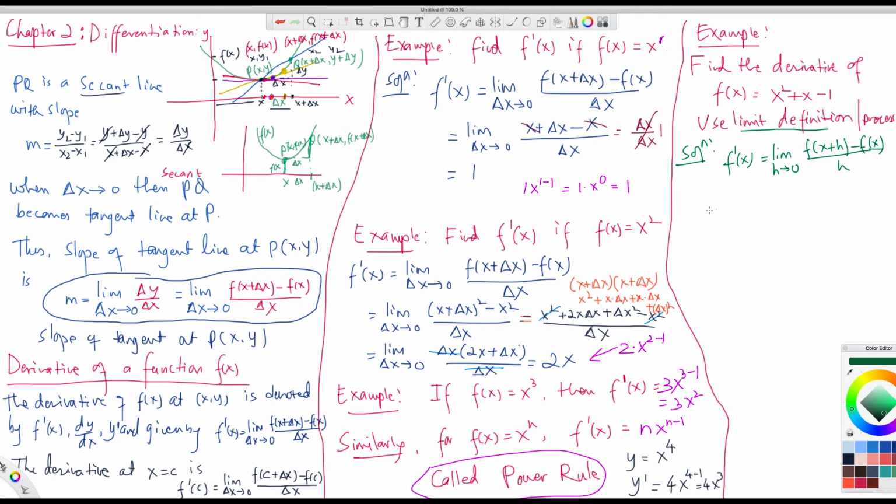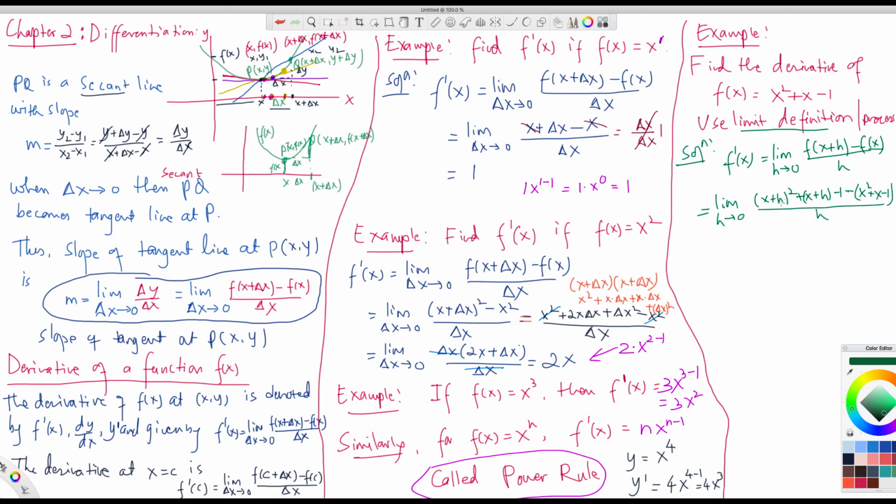That is perfectly fine. So what is f of x plus h? Limit h tends to 0. F of x plus h will be, replace x by x plus h, right? It will be (x plus h) squared plus (x plus h) minus 1. That is f of x plus h, minus f of x. What is f of x? It is x squared plus x minus 1, divided by h.